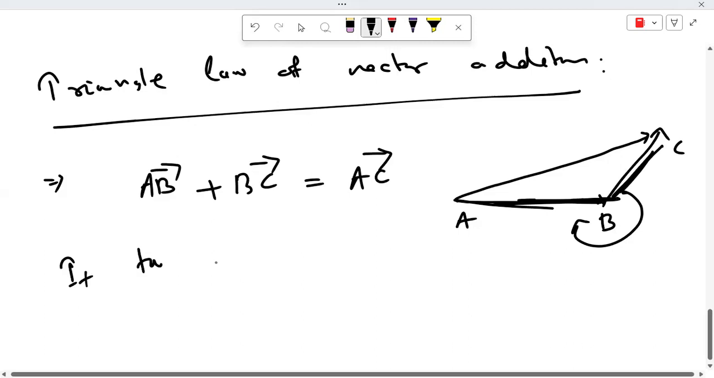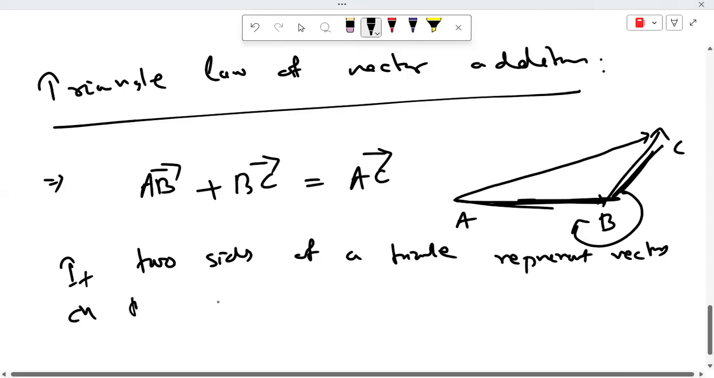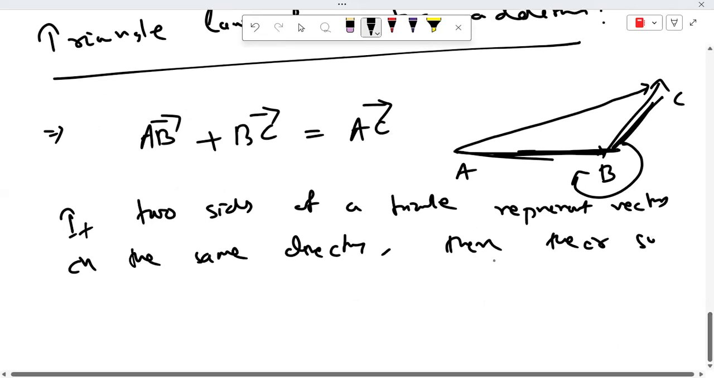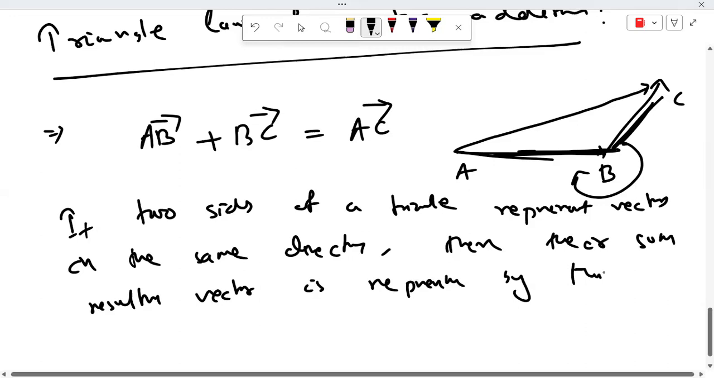If two sides of a triangle represent vectors in the same direction, then their sum, the resultant vector, is represented by the third side in opposite direction.